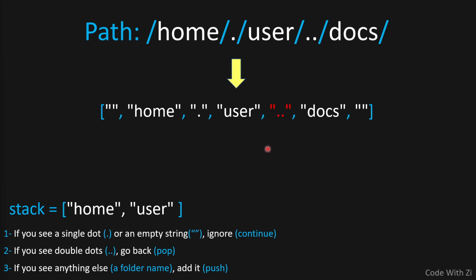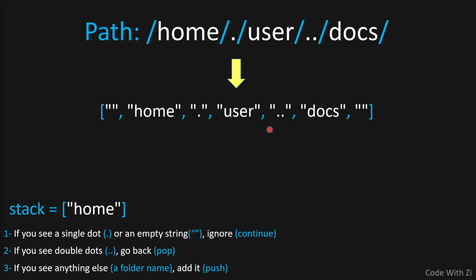Then we're going to get to this one. We're going to be like, okay, is this a single dot or an empty string? Not really. Do we have double dots? Well, yeah, okay, we have to pop from our stack. We're just going to pop like that. Why? Well, because double dots represents that we need to go back to the parent. That means we need to go back to home. And that's why now our stack has only home in it.